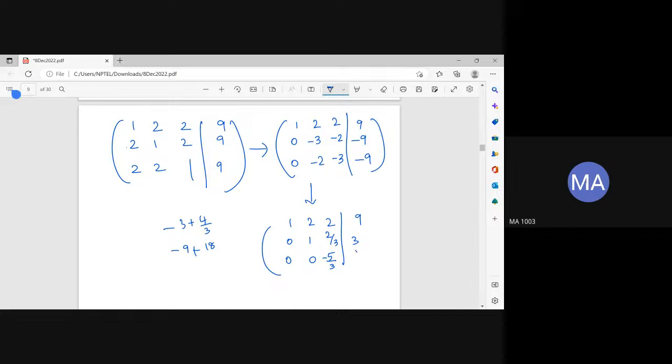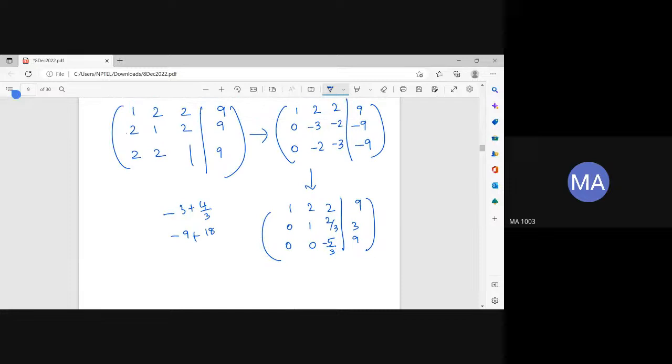Are we getting minus 9 by 5? Let me just rewrite. 2, 4 by 3, 3, 6. This vector has to be added with minus 2, minus 3, and minus 9. So the answer here is minus 3, correct? So Z is 9 by 5.